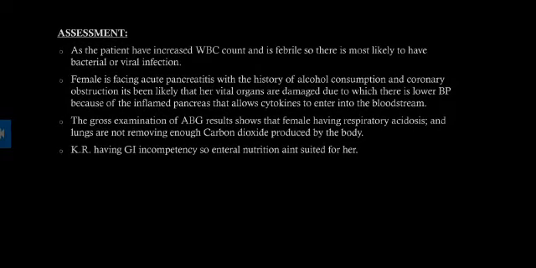Assessment: as the patient has an increased WBC count and is febrile, she most likely has a bacterial or viral infection. The female is facing acute pancreatitis with a history of alcohol consumption and chronic obstructive airway disease. It is likely that her vital organs are damaged, due to which there is lower BP, because the inflamed pancreas allows cytokines to enter into the bloodstream. The gross examination of the ABG results shows that the female has respiratory acidosis and her lungs are not removing enough of the carbon dioxide produced by the body. KR has GI incompetency, so enteral nutrition is not suited for her. That is why she is shifted to parenteral nutrition.